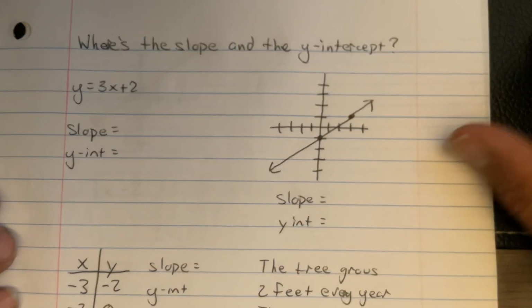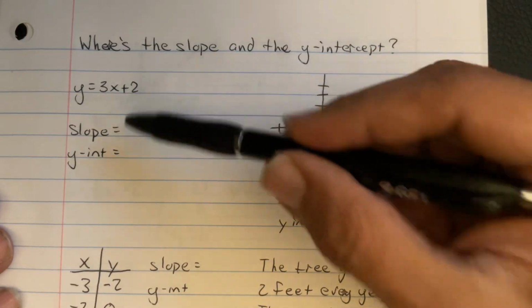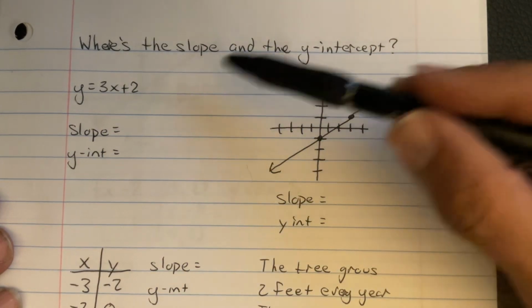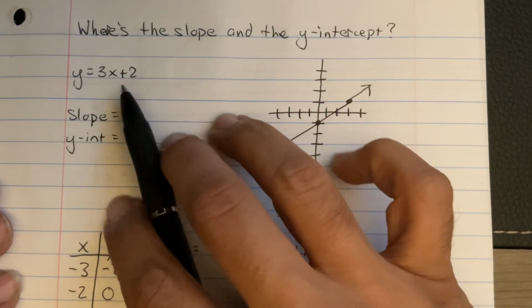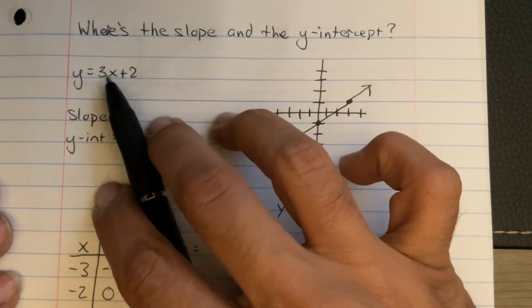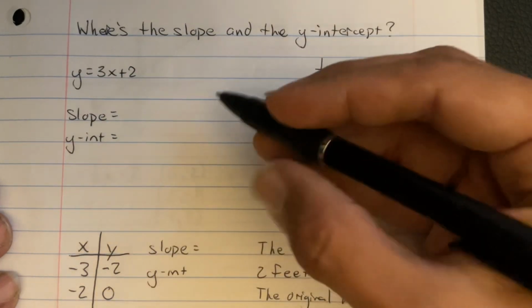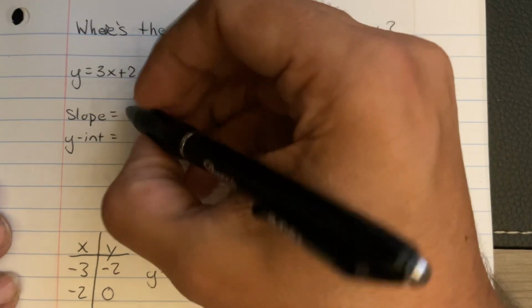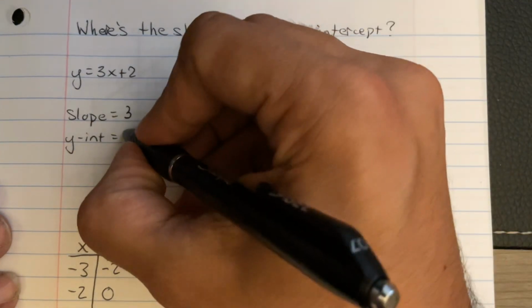All right, so what is the slope and the y-intercept? We're going to be talking about different places you need to find the slope and the y-intercept. In an equation, the slope is going to be the number next to x, and the y-intercept is going to be the other number all by itself. So in this question, the slope is 3, and the y-intercept is 2.